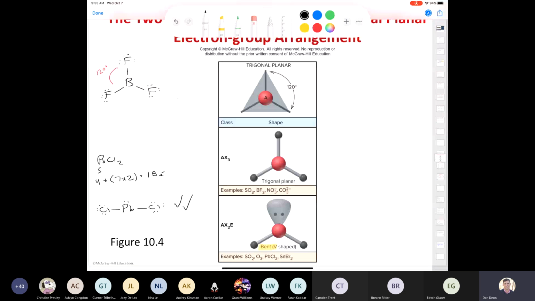But let me ask you another question. How many regions of electron density are there around that lead atom? There's 1, 2, 3, right? We have 2 single bonds and a lone pair.